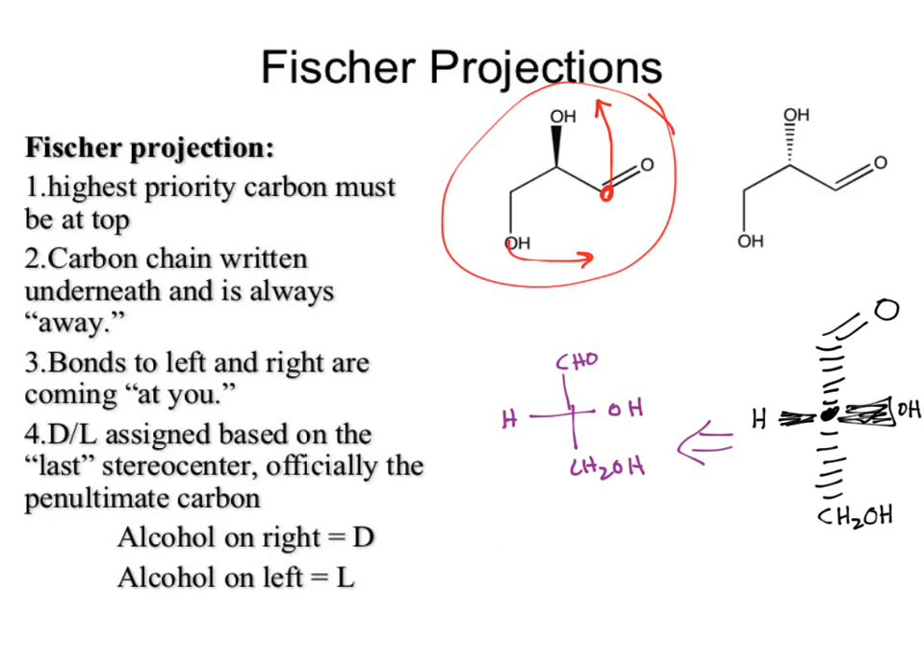No. This is where Fischer came in and said, if you've done what I told you to do, you are now looking at it in this format, which means every bond on the vertical axis is going away from you. Every bond on the horizontal axis is coming towards you. Which means, well, let's simplify. If that is by definition the case, then I don't need to show that they're all going away. I don't need to show that they're all coming at me, because that's how I've defined the system. I can now simplify that down into this format.